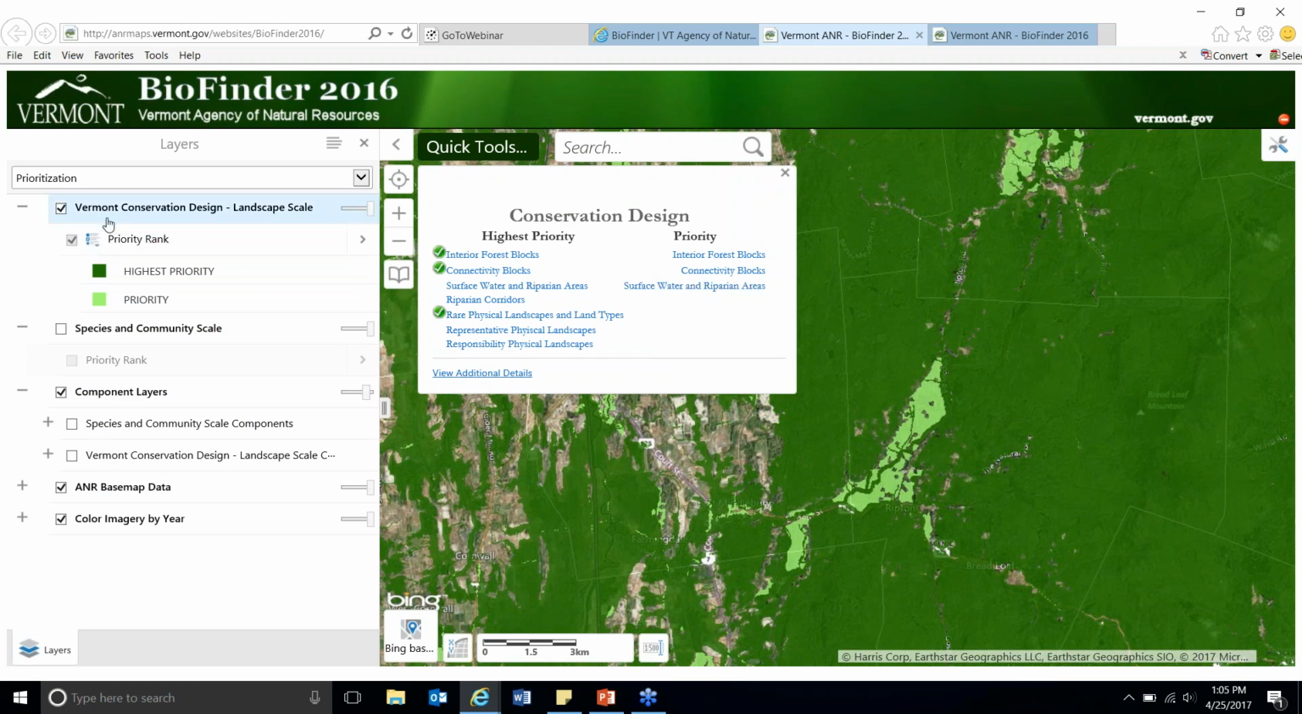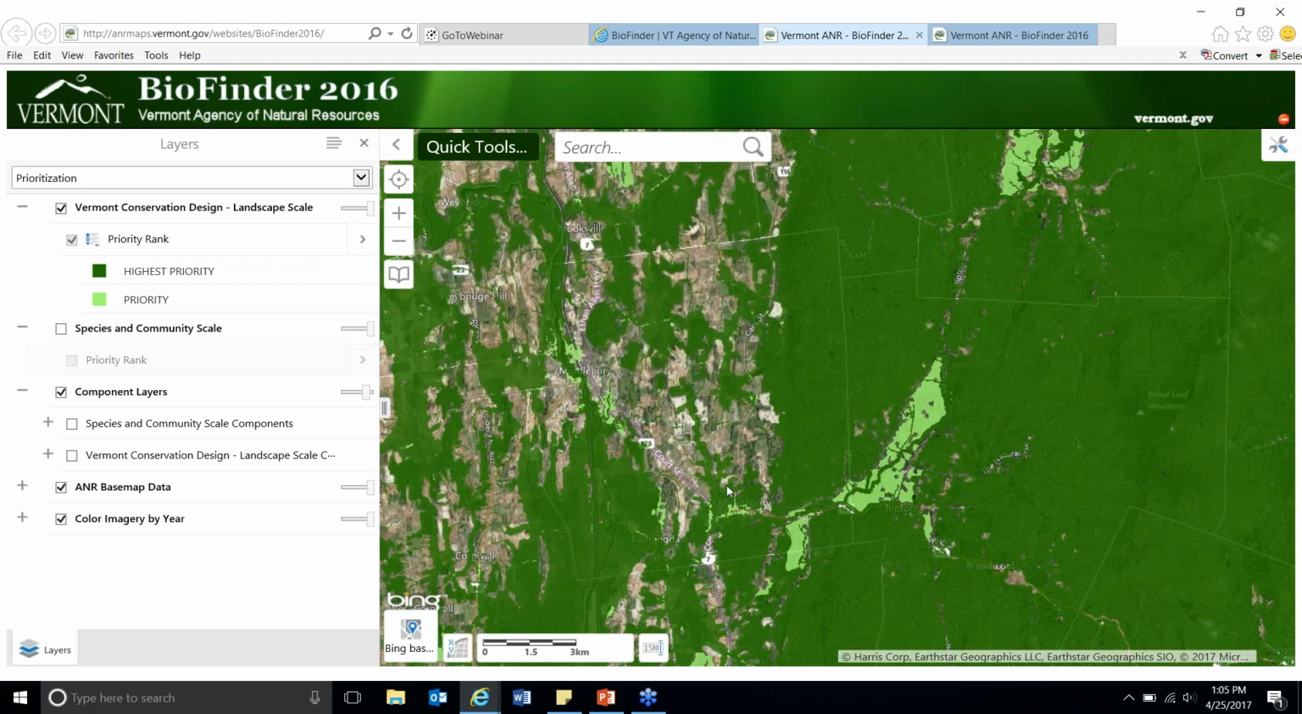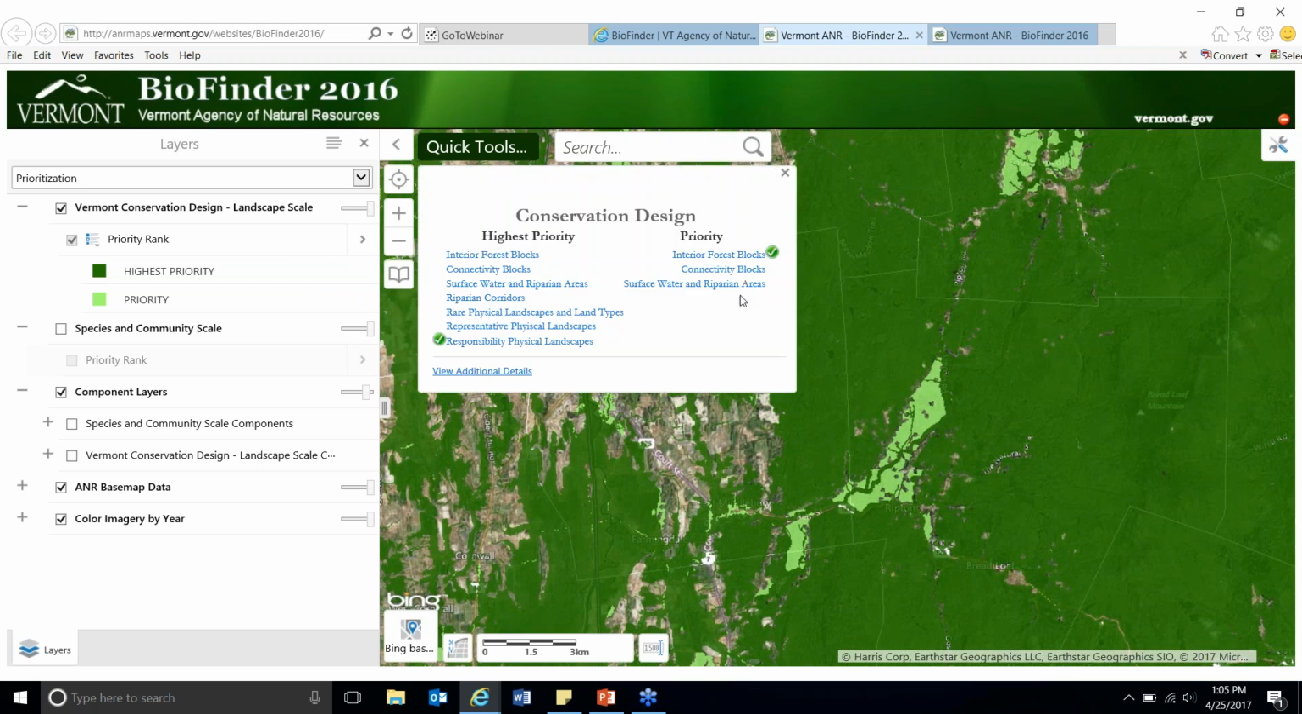And if that layer that's checked on is this overall priority layer, the Vermont Conservation Design, then it lists all of the possibilities, all of the data sets that went into making that conservation design, and it puts a check mark next to everything that's present in that location. So I found that location. If I want to find a different location, I can click here, and another box pops up.